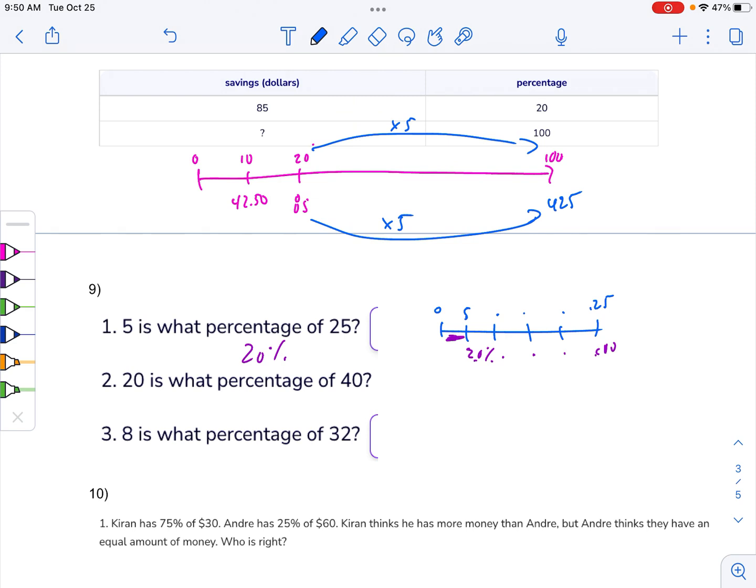20 is what percent of 40? Okay, I can kind of see the answer already, but if I know this is 40, which is 100%, 20 is right there, which is right in the middle. Actually, 20 is right in the middle, which is going to be 50%.